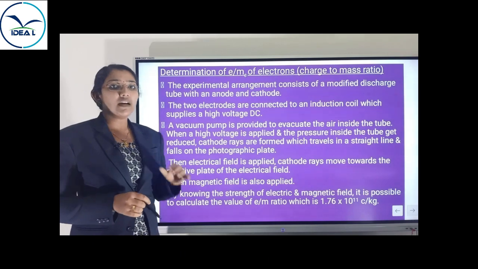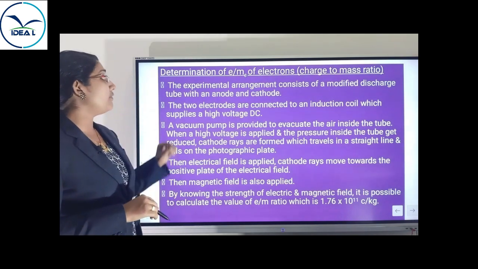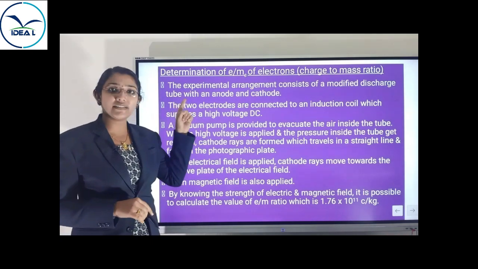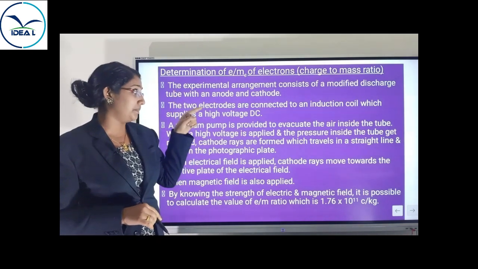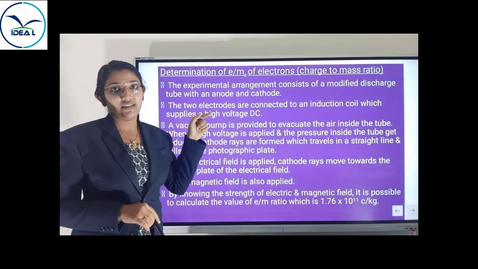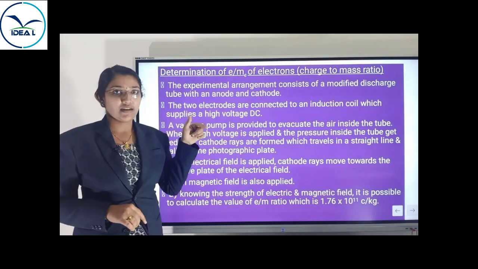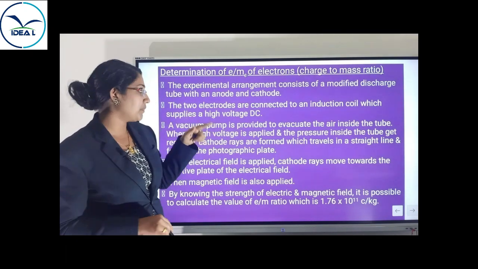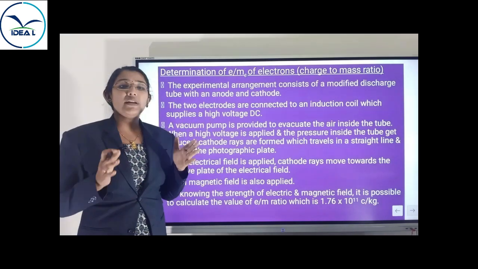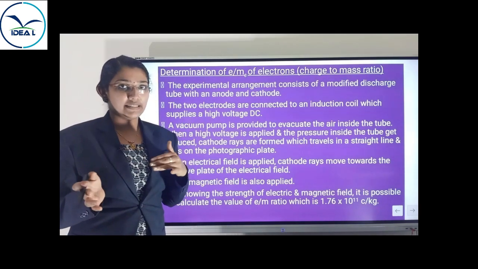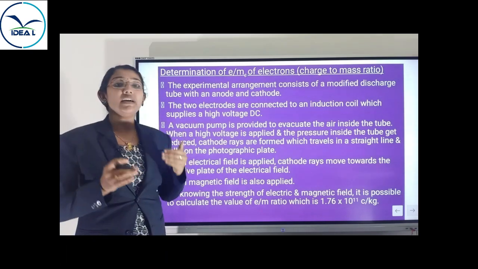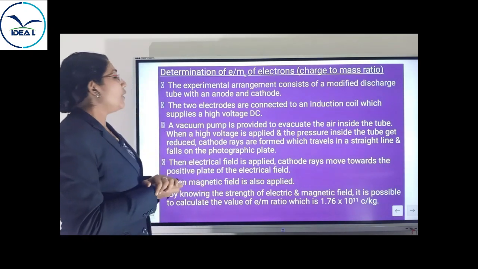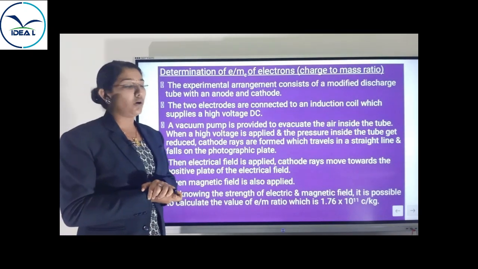Next we are going to study the determination of e/m of electrons. Before that, we have to understand what is meant by e/m. e means charge and m means mass, so e/m means charge to mass ratio. We understand what is meant by electrons and their charge properties. So next, the determination of the charge to mass ratio of electrons. How can we determine the charge to mass ratio of the electron?